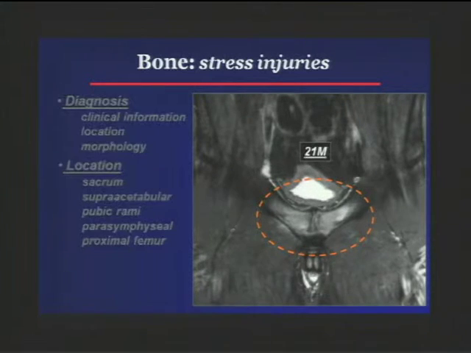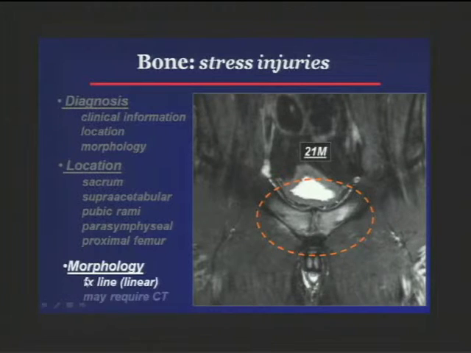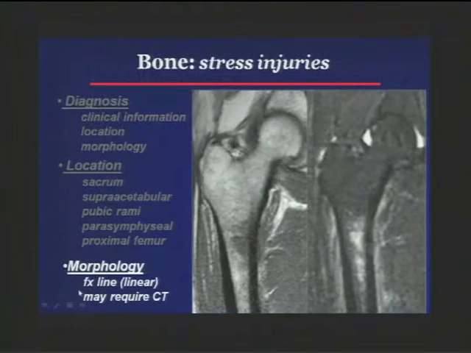Now, if we look at the morphology, all right, we're looking for a linear abnormality. Now, sometimes, as I said, we can't see it. And if it happens to be an athlete that's a little bit older, and we're not sure whether it's stress or not, then we might be dealing with a tumor, metastasis, something else. And if I can't see a fracture line and it's not a classic location, we have to be very careful. And that's where CT may become very helpful.